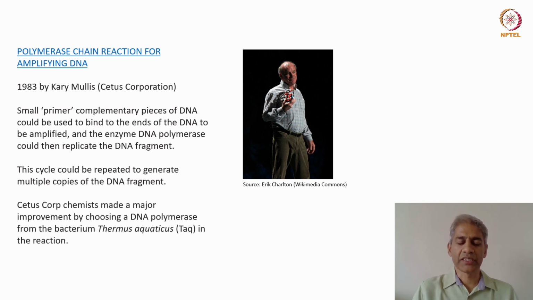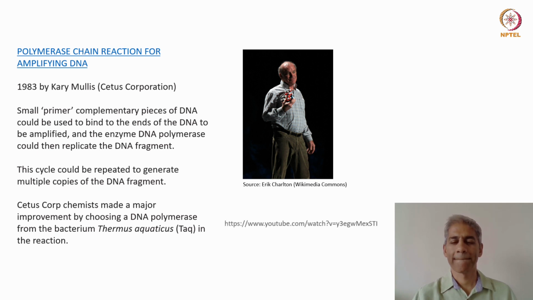And after the first demonstration of the proof of principle by Dr. Mullis, other chemists at CETUS Corporation made a major improvement by using the DNA polymerase from the bacterium Thermus aquaticus. This enzyme could withstand higher temperatures, and it also had a faster run, so it could amplify DNA in a much faster time scale. And you can watch this video for an introduction to PCR.